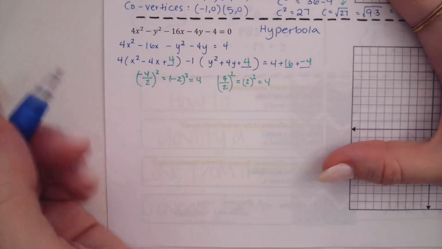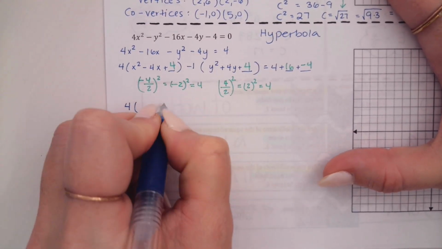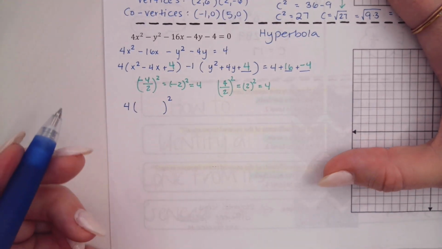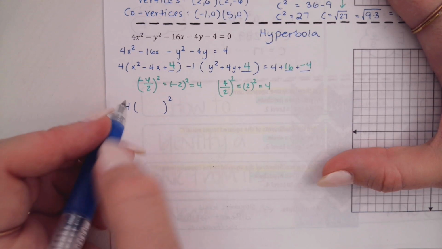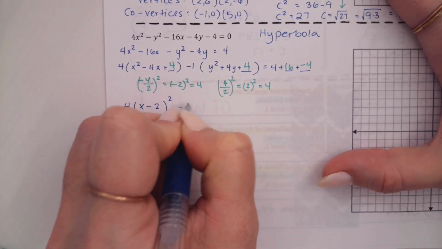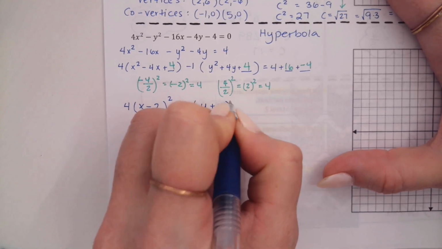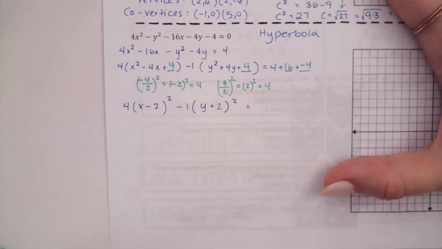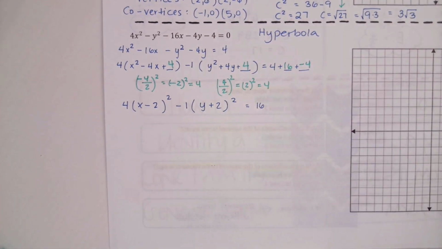All right, so I'm going to factor each. They should be perfect squares now, so we can just write it as 1 factor squared. What is that first factor for this one? x minus 2. And this one is going to be y plus 2. And the right side's going to simplify to just a 16 because the 4's cancel out.